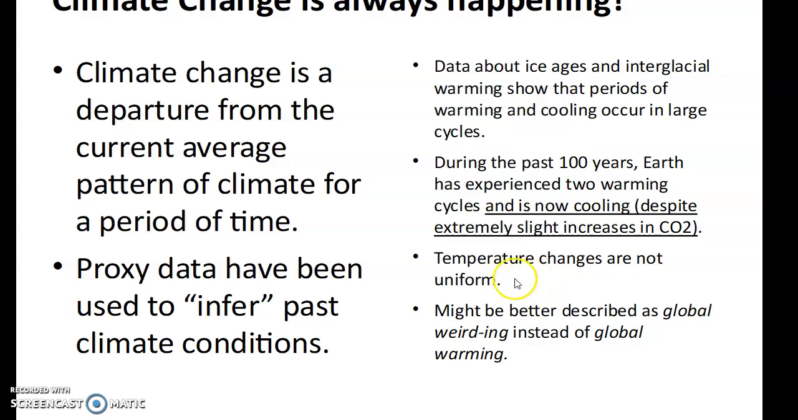Temperature changes are not uniform. The text said it might be described as global weirding. Actually, it's more of a political ploy than anything else instead of global warming. So it's something people need to be aware of. It's something that people need to be following. And especially if you're a local farmer, you want to know what's going to be happening and plan accordingly. But nevertheless, it has not been something that is a cause for alarm, nor is it something that you spending a whole bunch of dollars will correct.